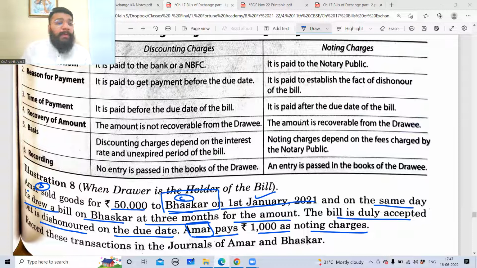In the previous question, if you see, Amar sold goods. There is information about the selling transaction. So that's why we wrote the sale transaction, and that was expected. But here there is no information on purchase and sale. Directly they have started with the bills of exchange transaction. So the first entry is already recorded. We have to record from the second transaction onwards.